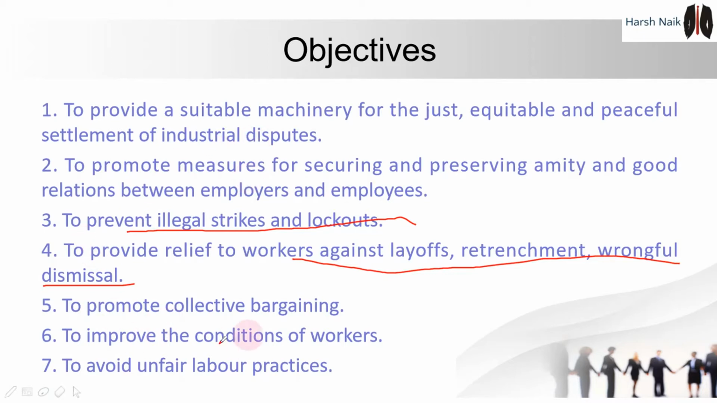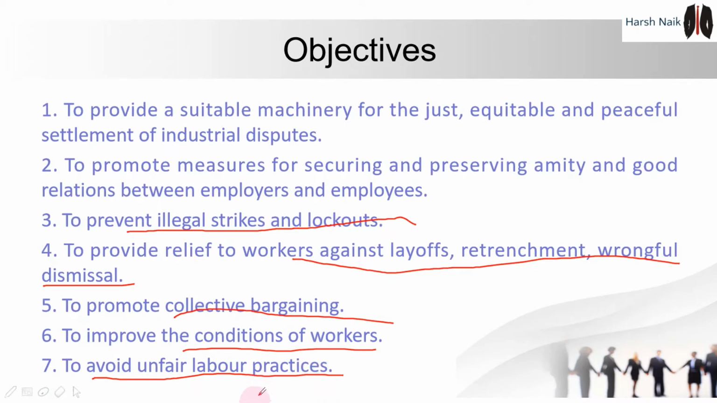Then, to promote collective bargaining: from both sides, some kind of compensation or bargaining should be there. Then, to improve the conditions of the workers where they are working in industry, they should be in good condition. And the last is to avoid unfair labor practices. That means if something wrong is happening to workers, it may be considered, and this act covers all those aspects. That is the Industrial Disputes Act's objectives.